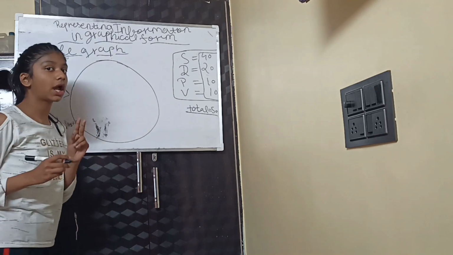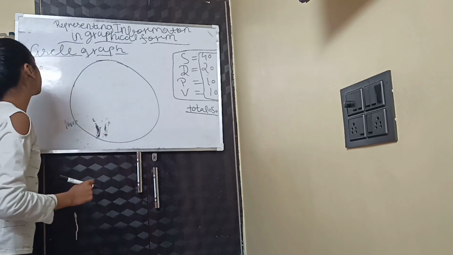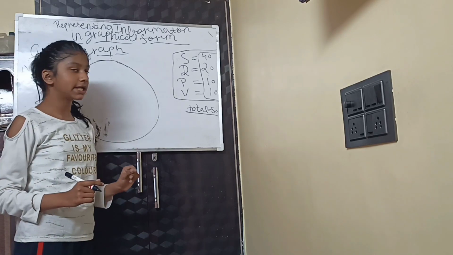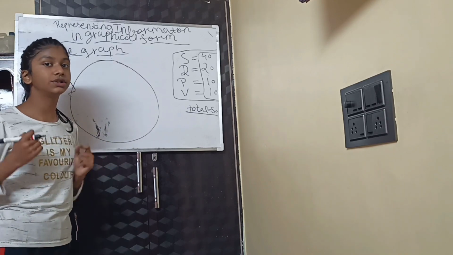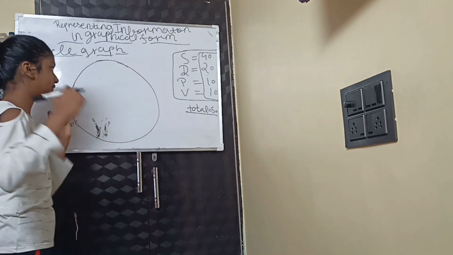Second step is to take out the fraction. So we will take out the fraction of that, one by one. So first we will write here 40 upon 50, because we have to take out the fraction of 40 first.